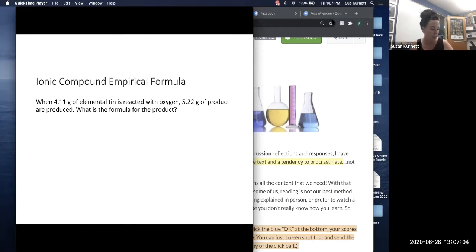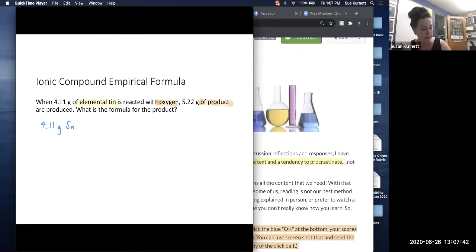Okay, so here we have a first problem. When 4.11 grams of elemental tin, so elemental just means tin, the element, and then we ask ourselves, how does tin exist? Most elements are monatomic. So we have 4.11 grams of just tin. It's reacted with oxygen, and then it makes a product. So the product that we're going to have is going to be tin and oxygen stuck together.